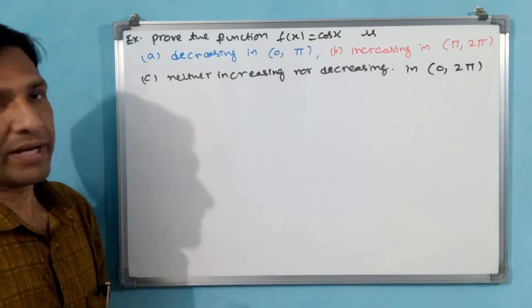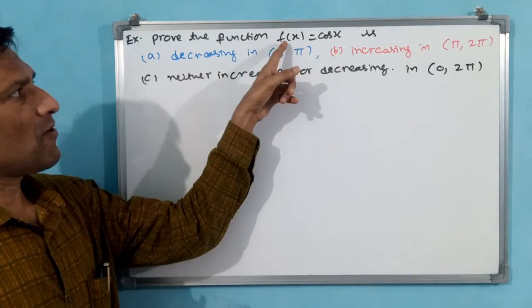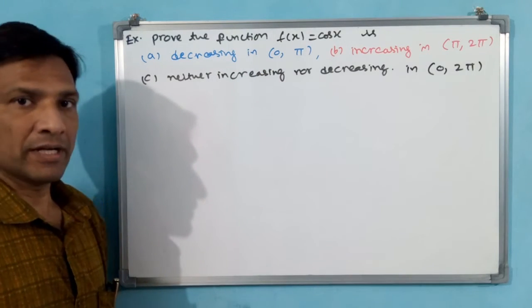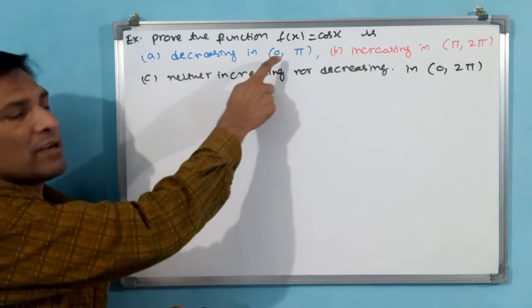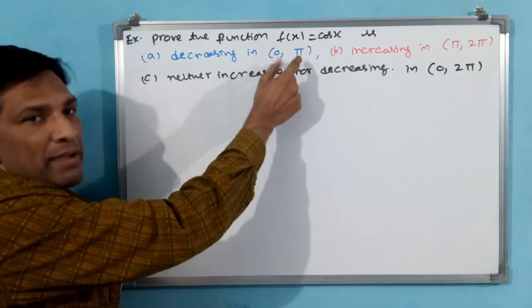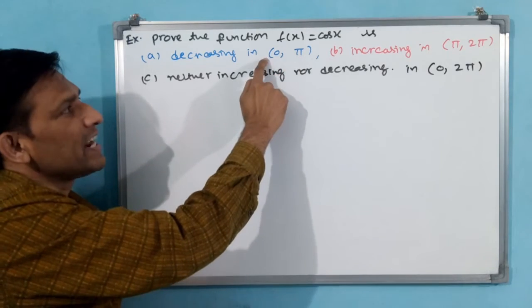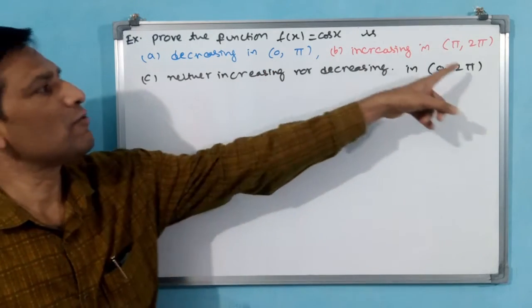This example is very important. Understand this carefully. Prove that the function f of x is equal to cos x. Here the function is cos x. See, 3 conditions they have given. First condition, first interval 0 to pi, but not equal to 0 or not equal to pi. Greater than 0, less than pi. You know very well, this is an open interval. All are open intervals only.